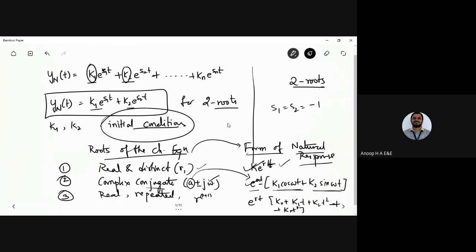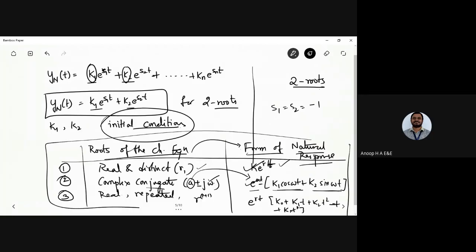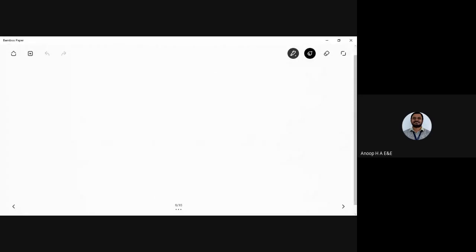If it is real and repeated, I'll show you in the numerical problems in the coming minutes. You are going to have real and distinct roots, complex roots, and real and repeated roots, all the terms being present. This is one important table. If it is not visible properly, I'll send it to you again. You have to go through this table for finding the natural response of the system. Now, I just finished the natural response of the system.